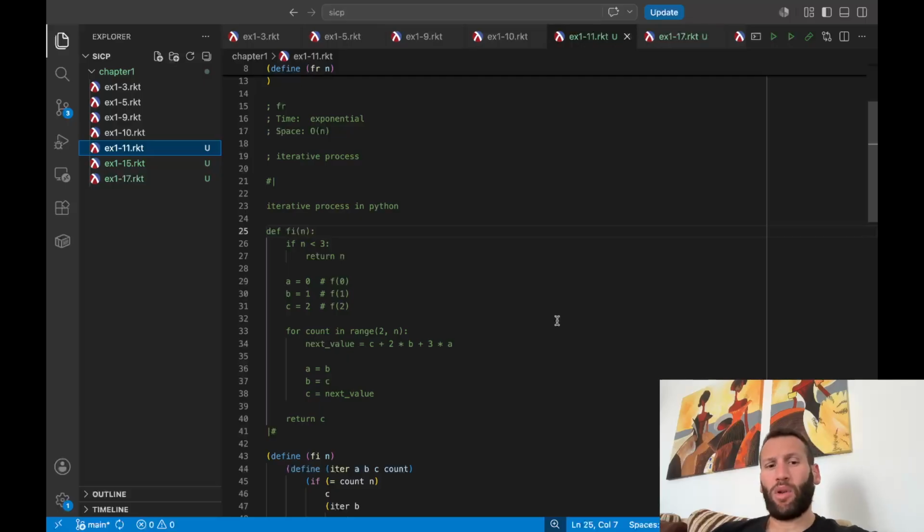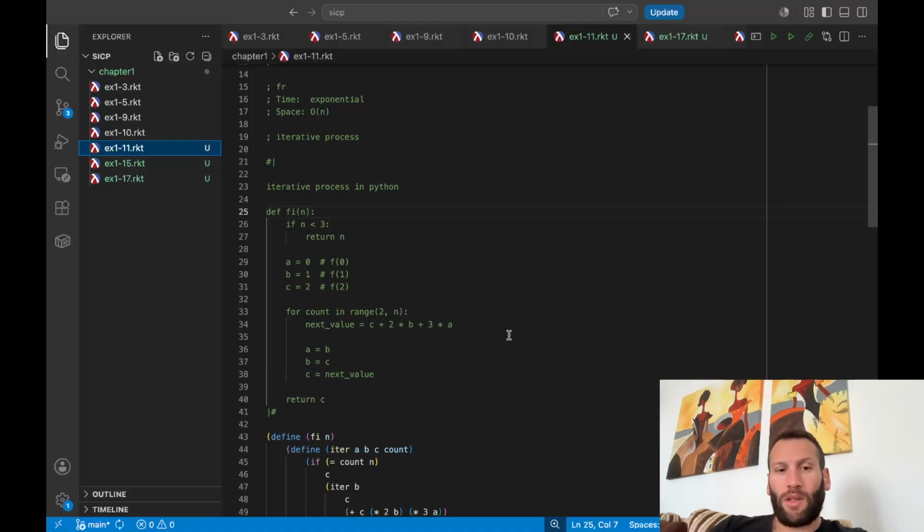And inside this loop, we can compute the next value, which is c plus 2b plus 3a. And then we can swap the values in the variables, and a takes the value of b, b takes the value of c, and c takes the value of next value. And finally, at the end of the loop, we can return c.